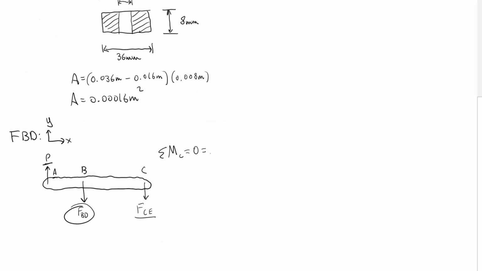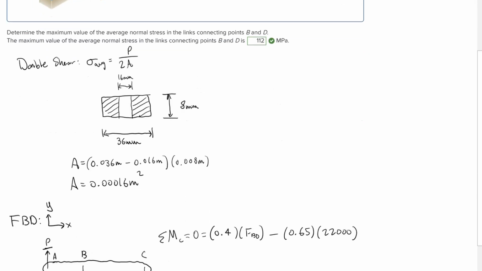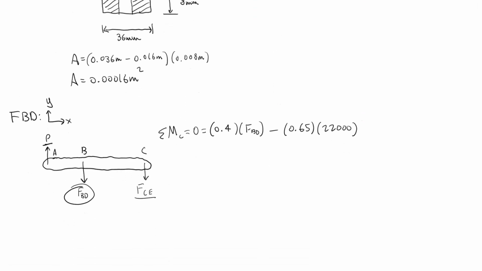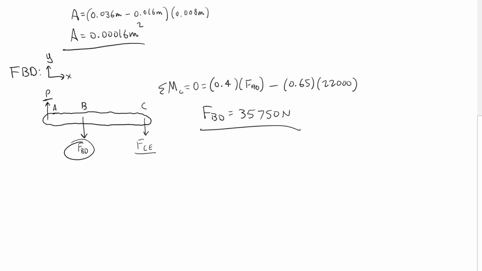So we're going to have 0.4 times FBD. That's a positive moment. And then the force P creates a negative moment. So we're going to have a minus distance 0.65 times P, and P is 22,000 newtons. That was 22 kilonewtons. I just changed it to newtons to keep everything in the same units. And solving for FBD, we get that FBD is equal to 35,750 newtons.